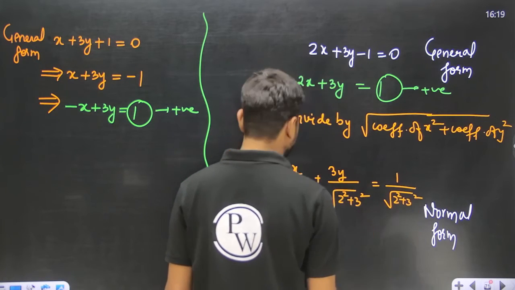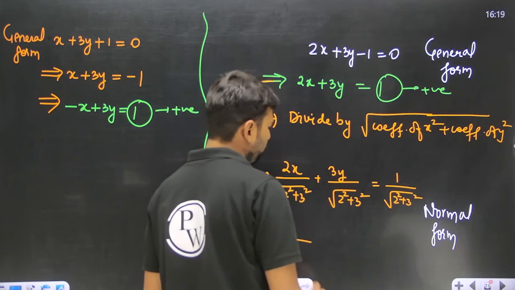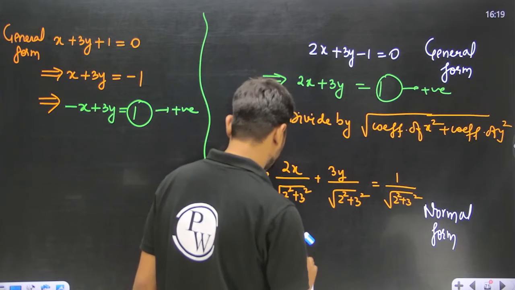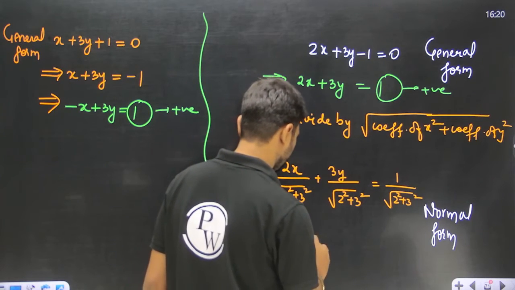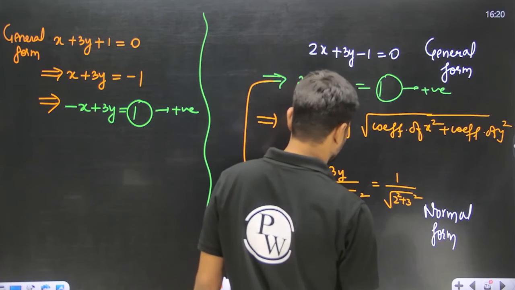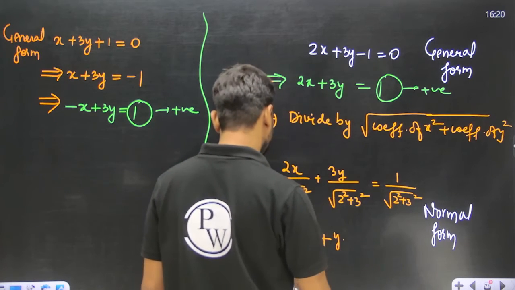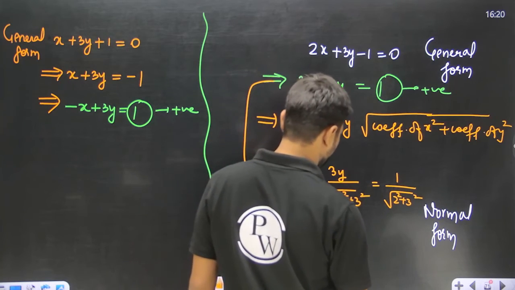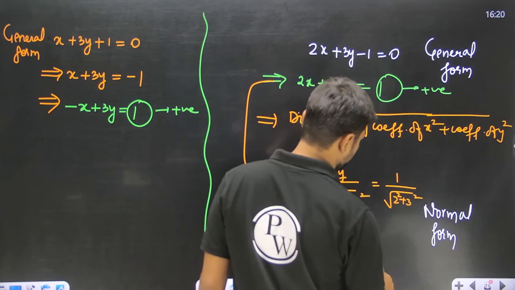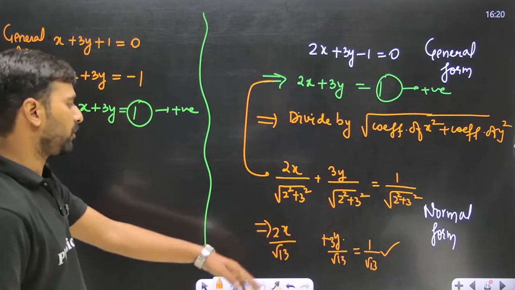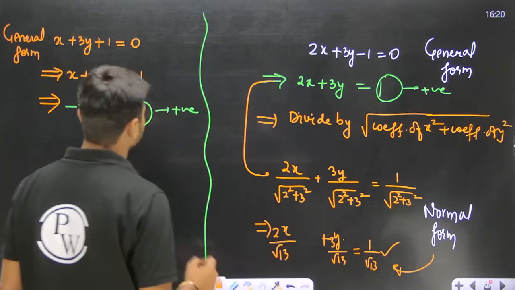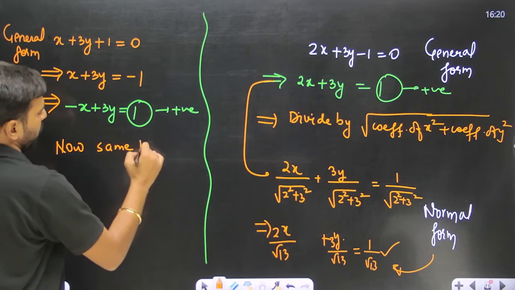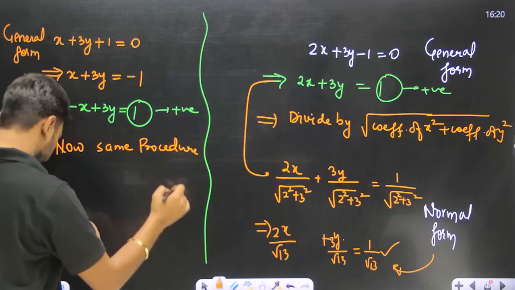So whatever line we are getting now, this is going to be how much? Oh, sorry, 2 by root 13 x, this is going to be 3 by root 13 y equal to 1 by root 13. So this is our normal form. Okay, and here also you're going to do the same thing. I think now the procedure is the same. Same procedure. So keep these things in mind as well.